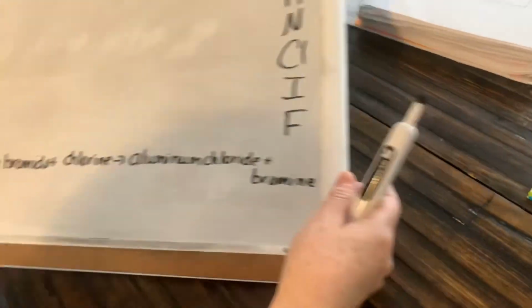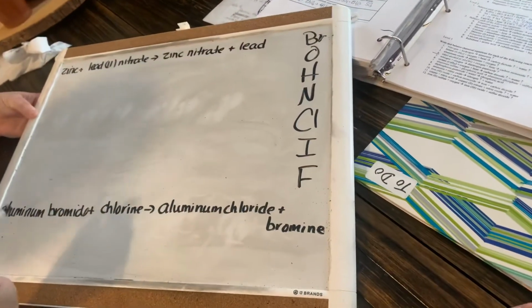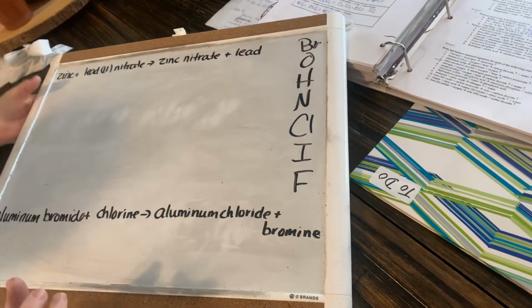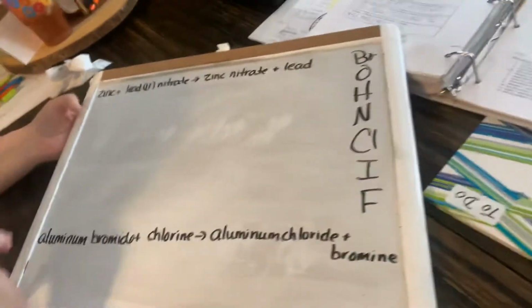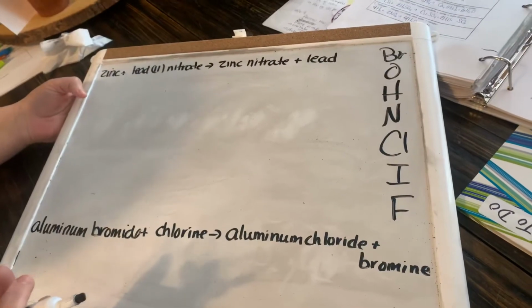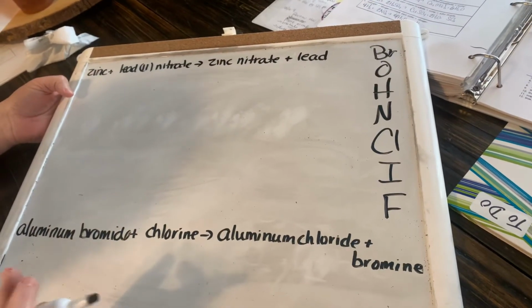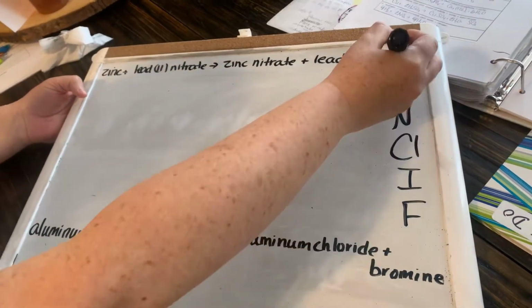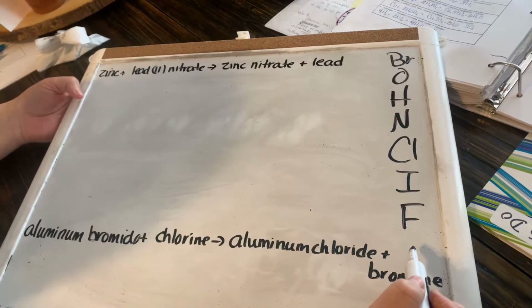You always should know how to do that because you know how to take words and change them to formulas. But sometimes it gets a little confusing as you go along as far as writing them. So a couple things you got to keep in mind. You always have to keep your Braun-Cliffs in mind. You always have to keep your diatomic molecules in mind.